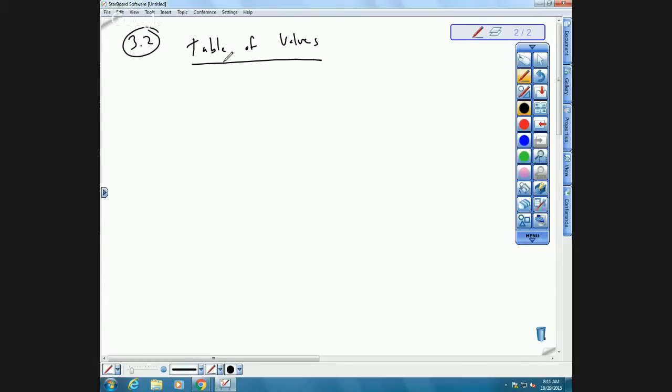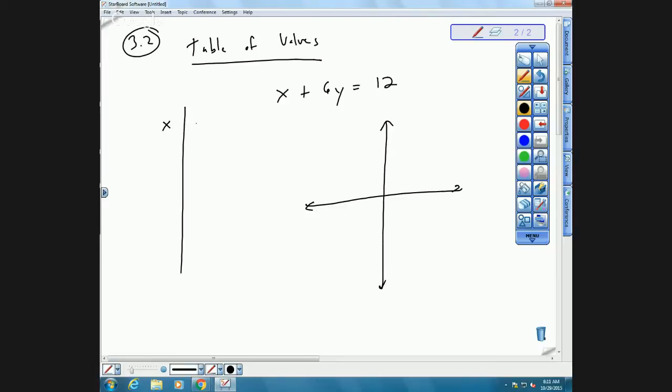Okay, so if I had the equation, this right here. So this is an equation because it has an x and a y in it. And we said to graph this. You can use a table of values to graph this. And what I mean by that is set up a table and just pick some points.